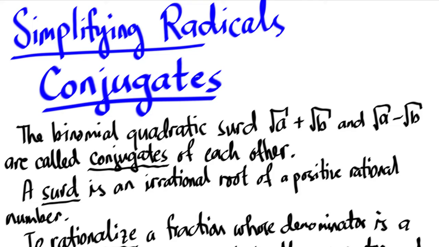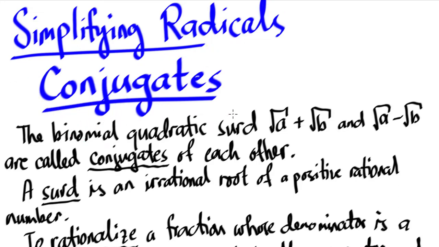We're now in our next video in college algebra, and here we're going to continue our discussion with the radicals. This time we're going to talk about conjugates, specifically how to simplify radicals with conjugates. Now, what are conjugates first?